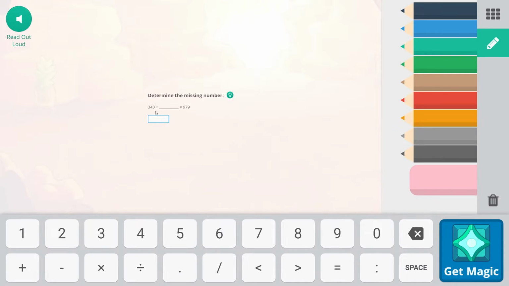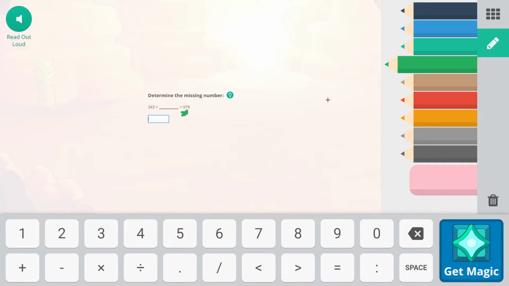And then 343 plus something equals 979, we have to figure out this. So this is like, if this was 3 plus what equals 9, that would be the same process that we're doing for first grade, second grade, but the numbers are just extremely larger. But the process as far as the addition is the same. We have to take away this part from the whole to figure out what the other part is. And so that's really what we're going to be focusing on. So we're going to do 979 minus 343.